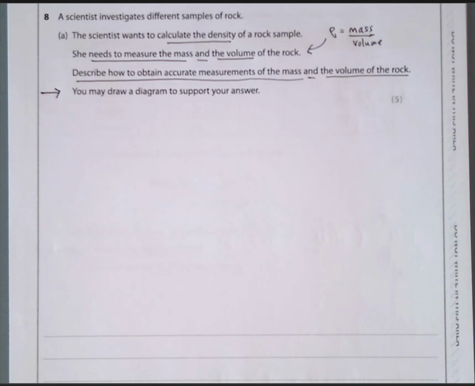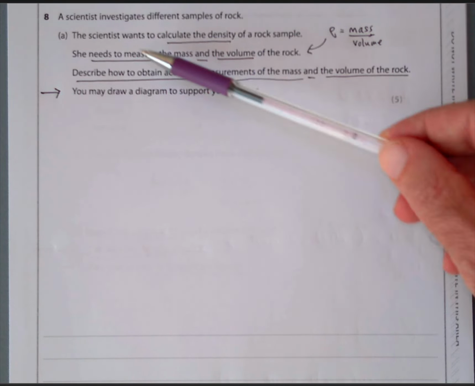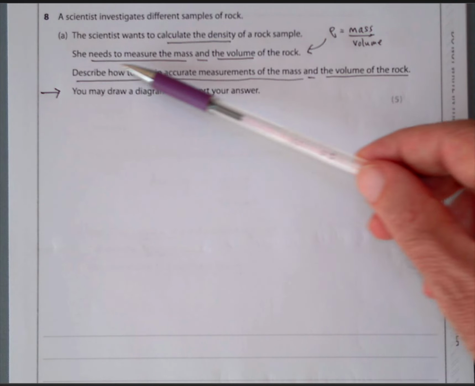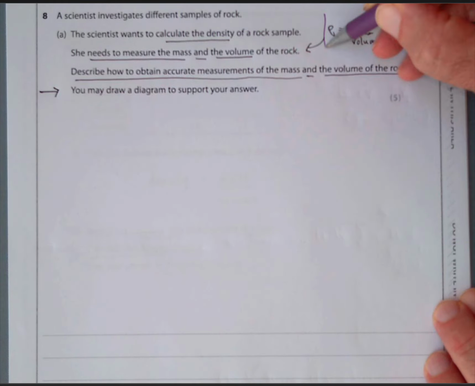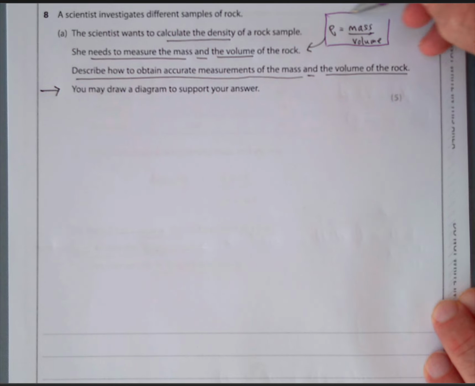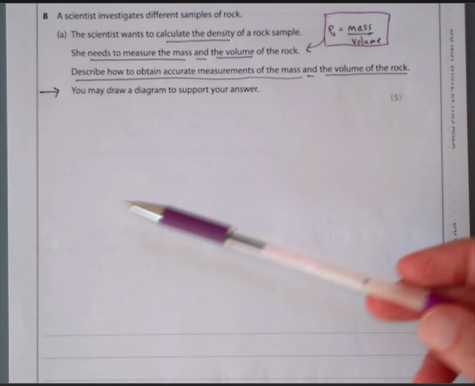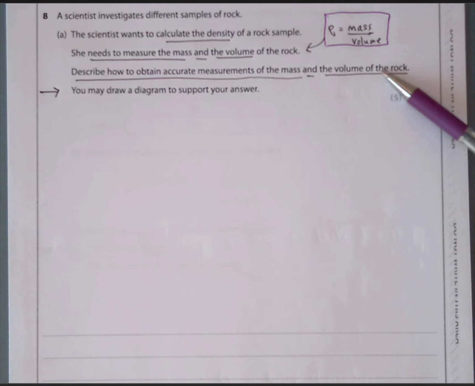So here it is. Question 8 is about density, and it says a scientist investigates different samples of rock. She wants to calculate the density of a sample of rock, and she needs to measure the mass and the volume of the rock, because density is mass over volume. So you will not be given this equation in the exam. You need to remember what density means. So describe how to obtain accurate measurements of the mass and the volume of the rock.